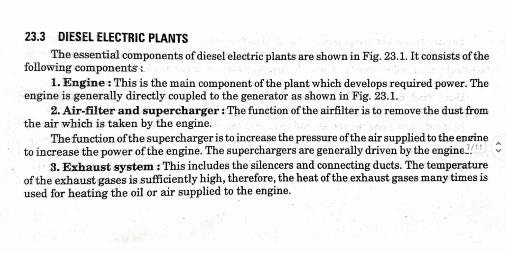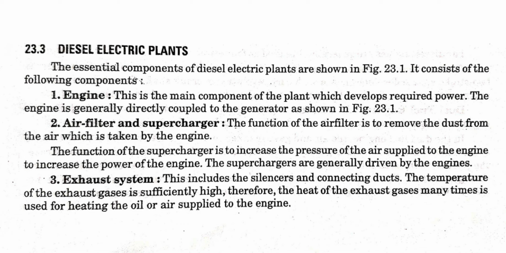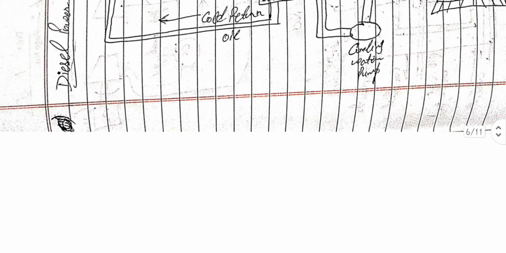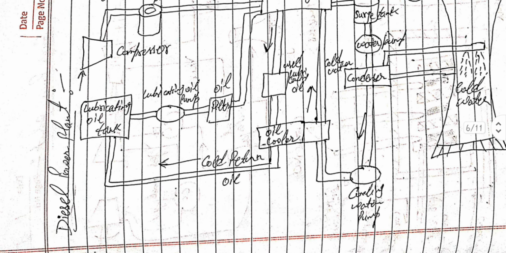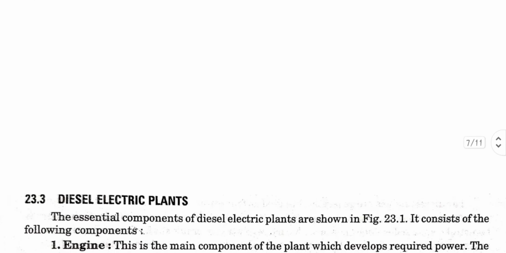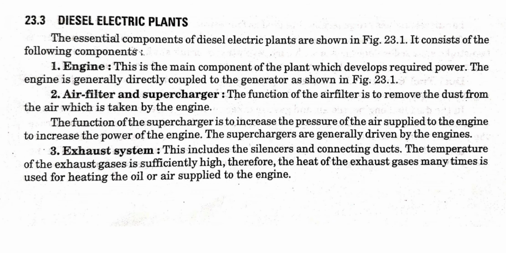So first component and important components of diesel power plant, these are the following. Essential components of diesel electric power plant are shown in the figure 13.1. ये हम this figure considered this figure for this diesel power plant components. It consists of the following components. First is the engine. This is the main component of the plant which develops required power. The engine is generally directly coupled to the generator.